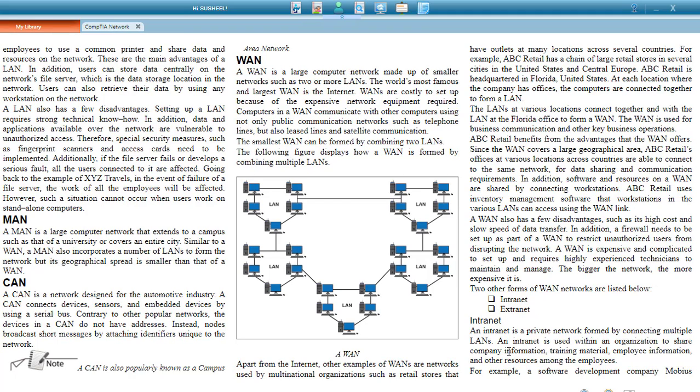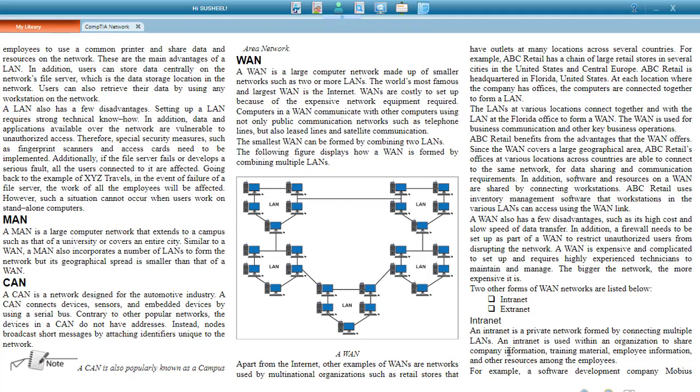CAN. A CAN is a network designed for the automotive industry. A CAN connects devices, sensors, and embedded devices by using a serial bus. Contrary to other popular networks, the devices in a CAN do not have addresses. Instead, nodes broadcast short messages by attaching identifiers unique to the network. A CAN is also popularly known as a campus area network.